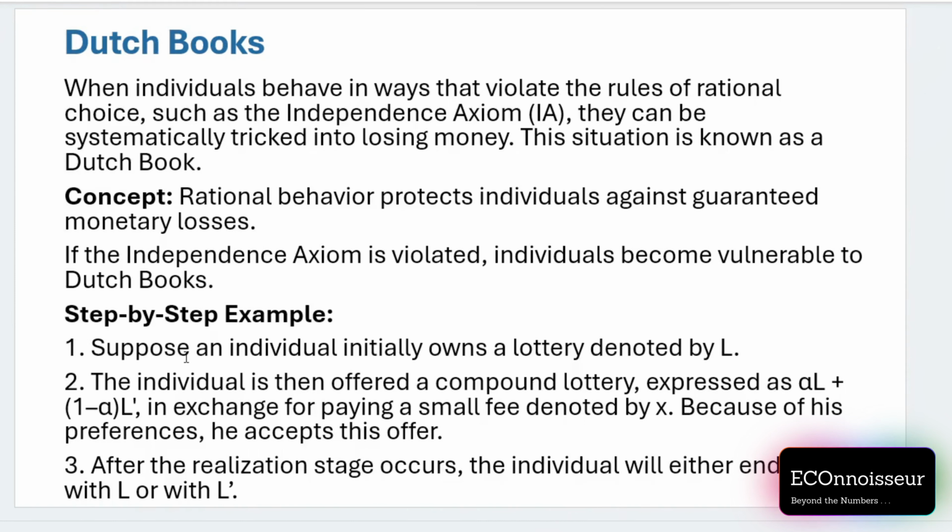Suppose an individual initially owns a lottery denoted by L. Then the individual is offered a compound lottery expressed as alpha L plus 1 minus alpha L prime in exchange for paying a small fee denoted by X, because of his preferences. He accepts this offer. After the realization stage occurs, the individual will either end up with L or L prime.